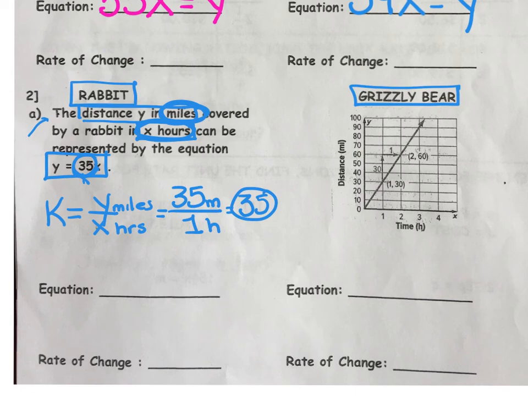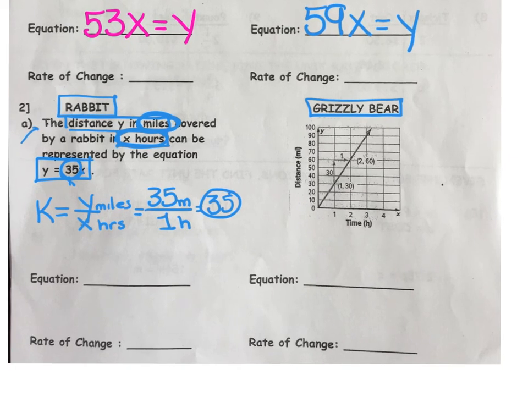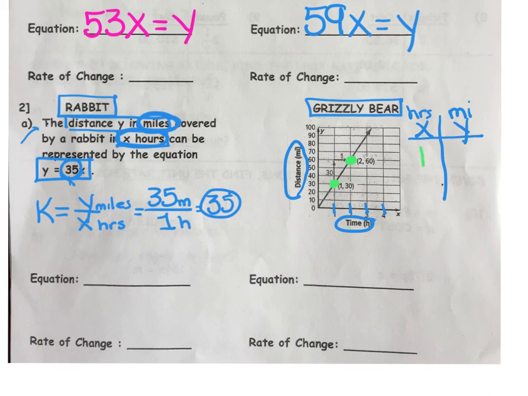But for the grizzly bear, we need to come up with a unit rate here using a t-table. We know when we're given a graph, we're going to set up a t-table. Now our x across the bottom is still hours. 1 hour, 2 hours, 3 hours, 4 hours. And going up the side, that's our distance in miles. We're going to pull 2 good readable points off this sheet. 1 hour, 30 miles. 2 hours, 60 miles.